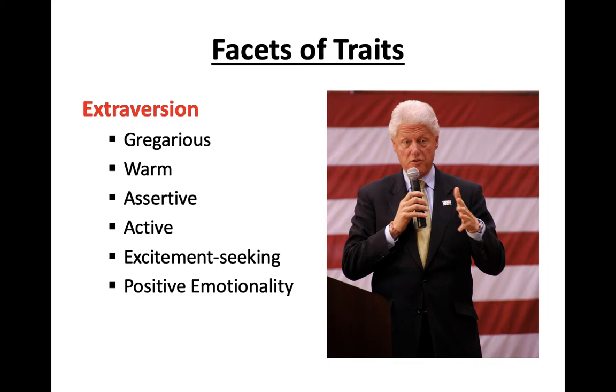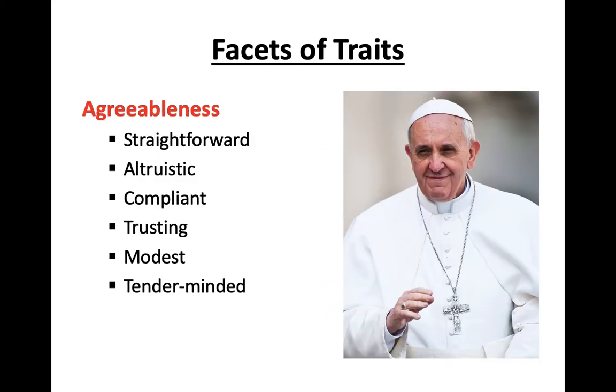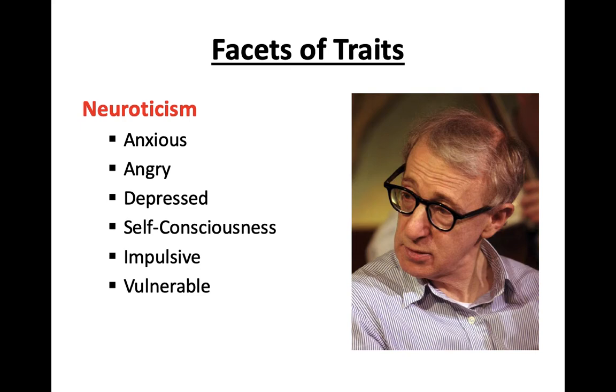Extroversion would include the facets of being gregarious, warm, assertive, active, excitement-seeking, and having positive emotionality. Agreeableness consists of the facets of being straightforward, altruistic, compliant, trusting, modest, and tender-minded. And finally, neuroticism consists of the facets of being anxious, angry, depressed, self-conscious, impulsive, and vulnerable.